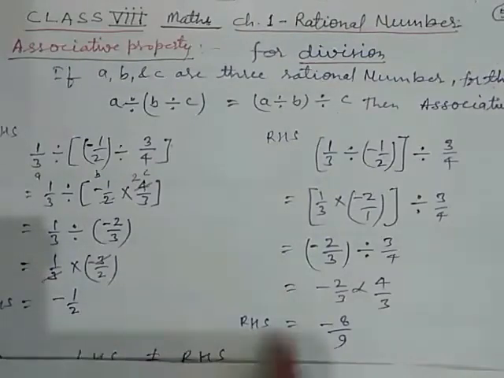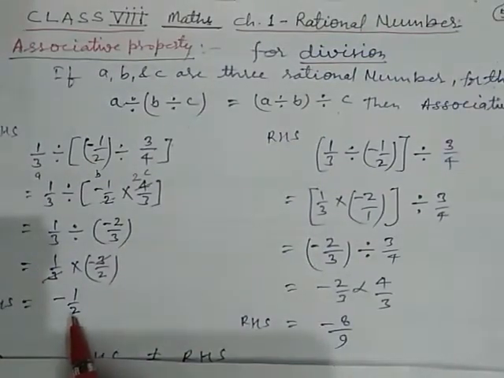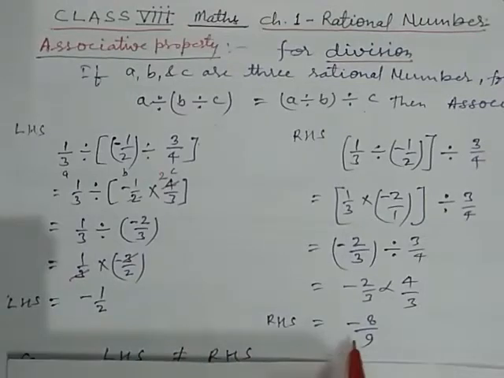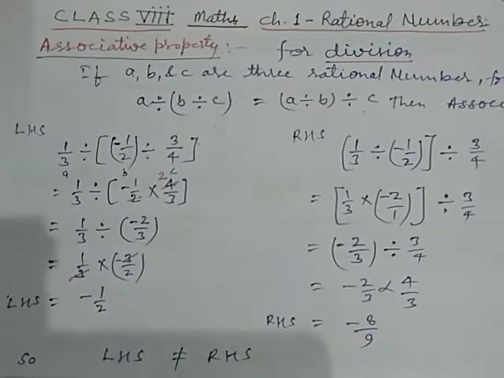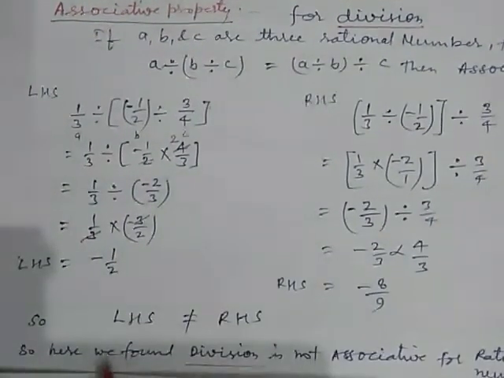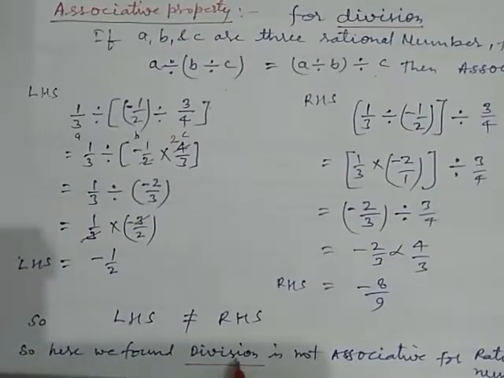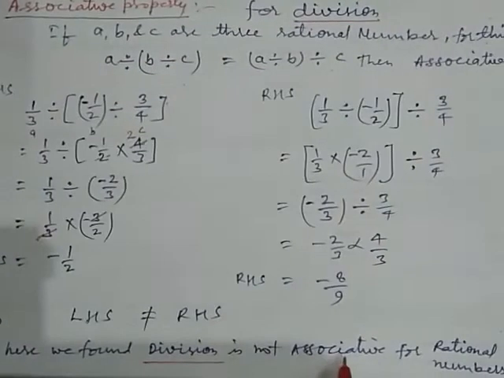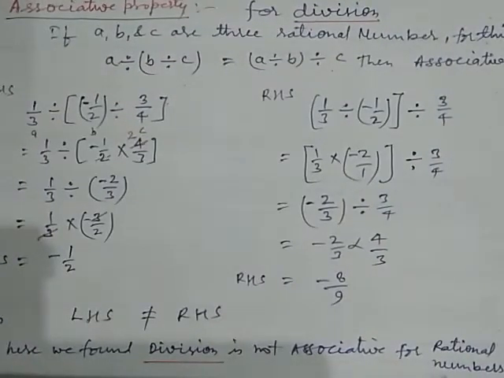Here we can see clearly the left hand side, minus half, is not equal to the right hand side, minus 8 by 9. So left hand side is not equal to right hand side. So what did we find? Division is not associative for rational numbers.